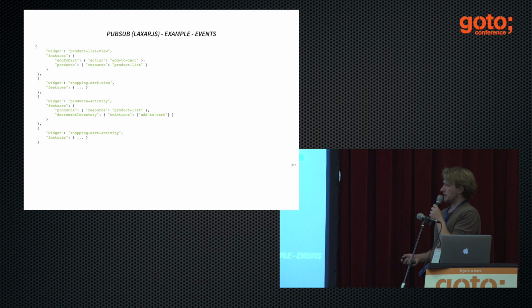And then there's this list resource, which transports the latest state. And it's called products-list or product-list. And it's transported from the activity to the interested view components.